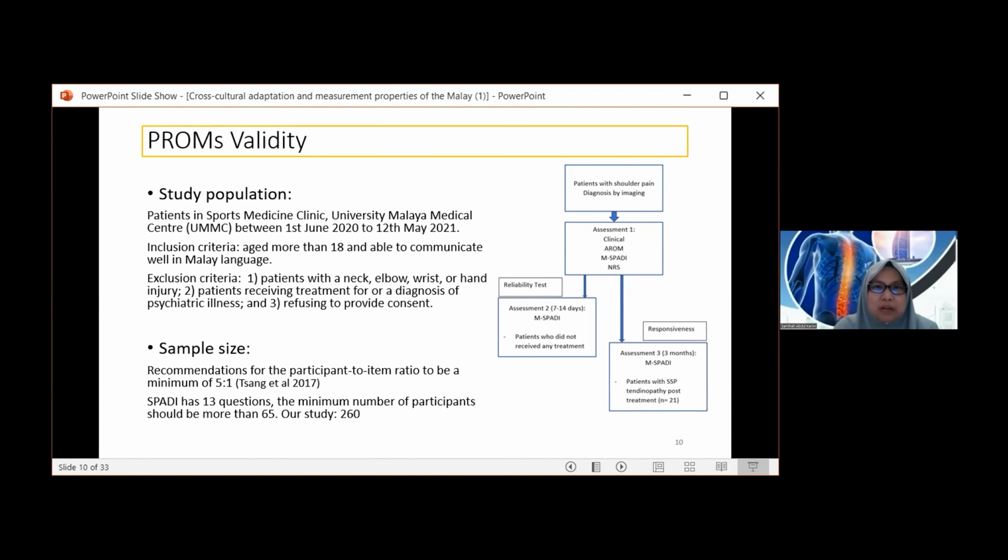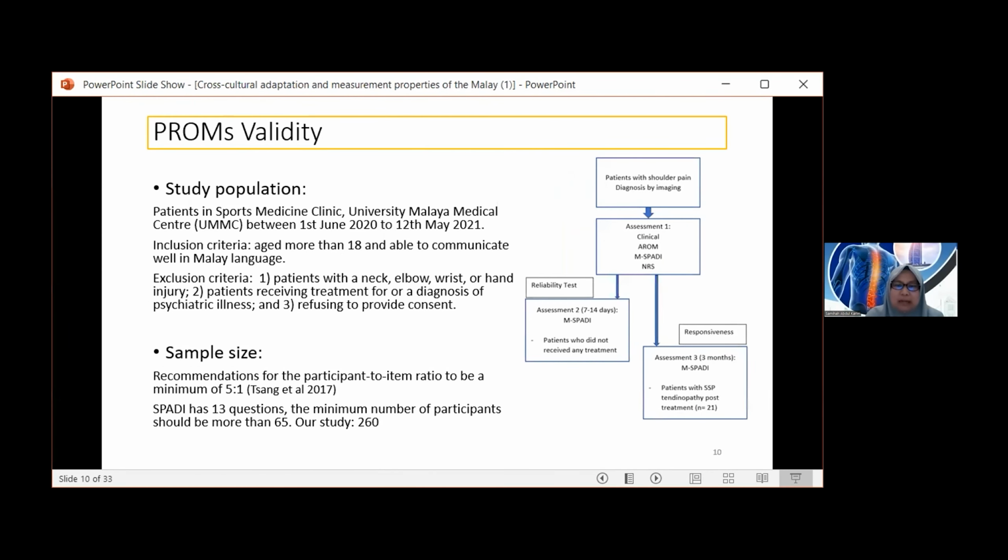The first assessment consists of active range of motion, and all the participants were required to answer two questionnaires, which are the numerical rating scale and the M-SPADI questionnaire. Patients who did not receive any treatment were approached to answer the M-SPADI again by email at 7 to 14 days later to assess the reliability. For responsiveness, patients with rotator cuff pathology who received regenerative treatment were invited to answer the M-SPADI again after 3 months.